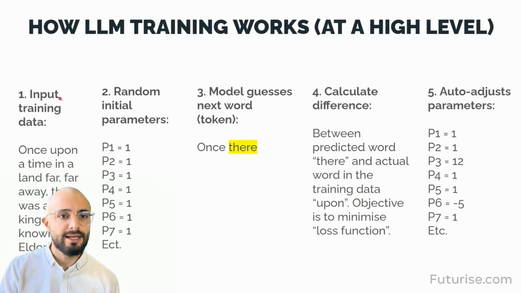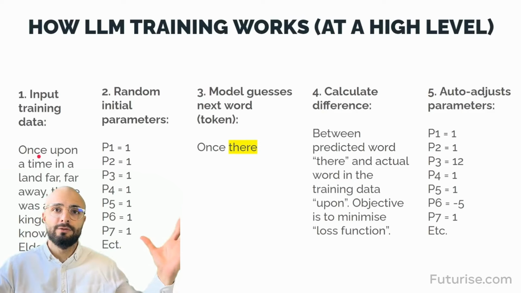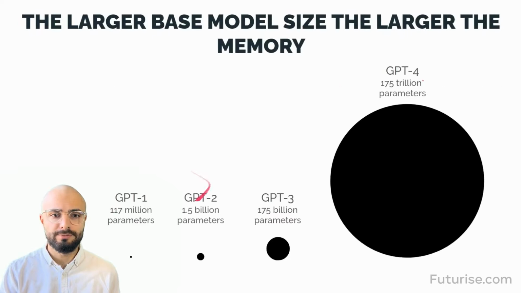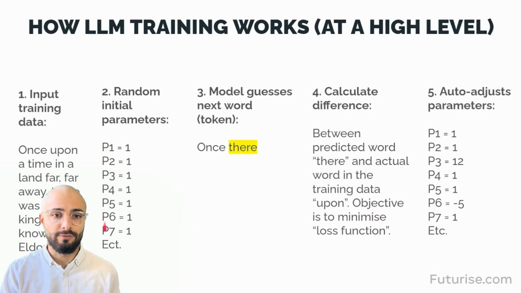It takes the input training data. For example, let's say one sentence in that massive corpus of text said something like, once upon a time in a land far, far away, and so on. The model is set with initial random parameters. Remember, we saw there are like 117 million or 175 trillion parameters. This could go on to trillions of different parameters, and they're all randomly initialized. In this case, they're all just set to 1.